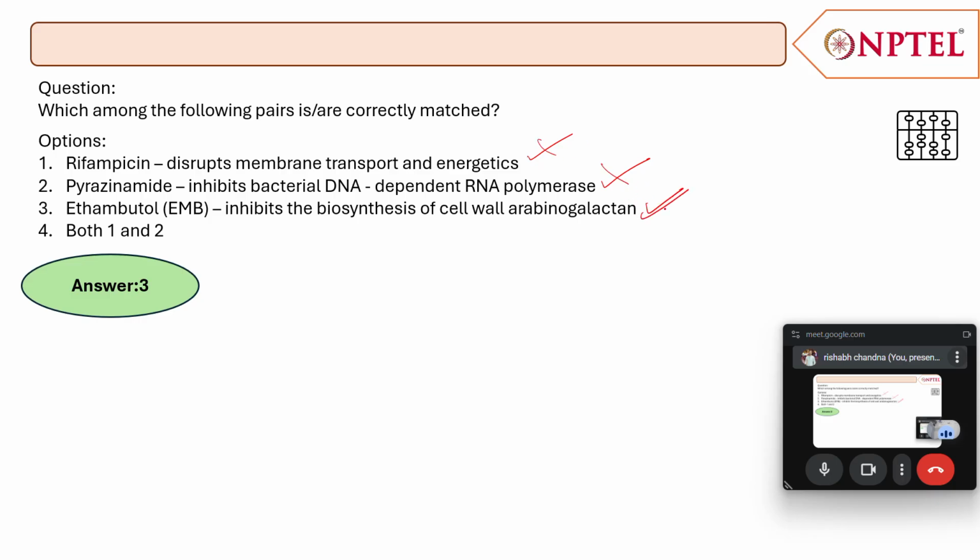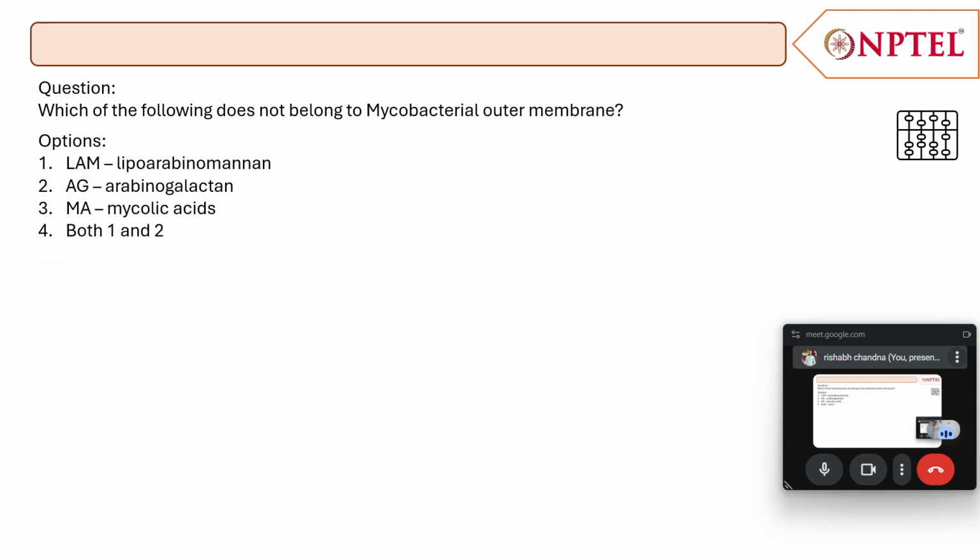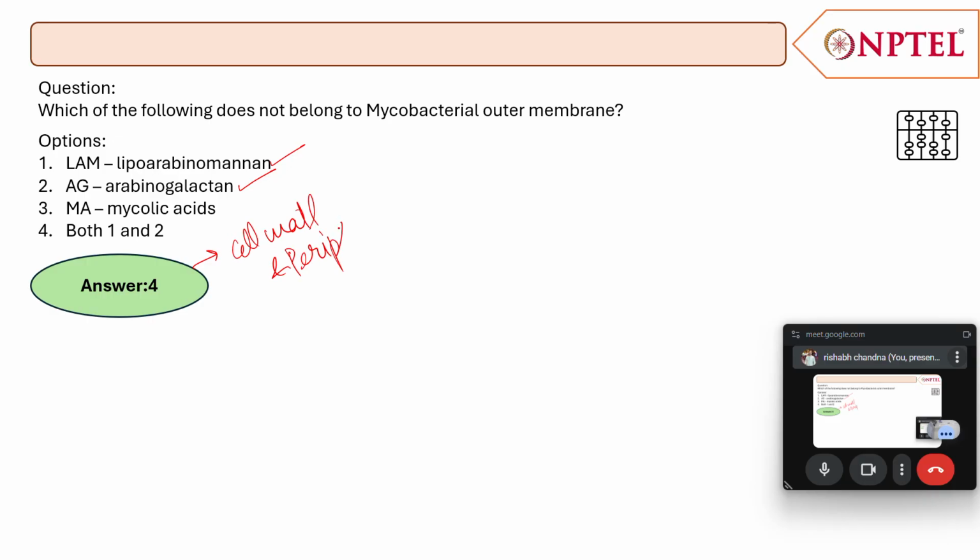Okay, moving on to the next question. Which of the following does not belong to the Mycobacterium outer membrane? So the correct answer is option 4. That means lipoarabinomannan and arabinogalactan are present as a part of the cell wall and the periplasm. Only mycolic acids are a part of the outer membrane of the bacteria.